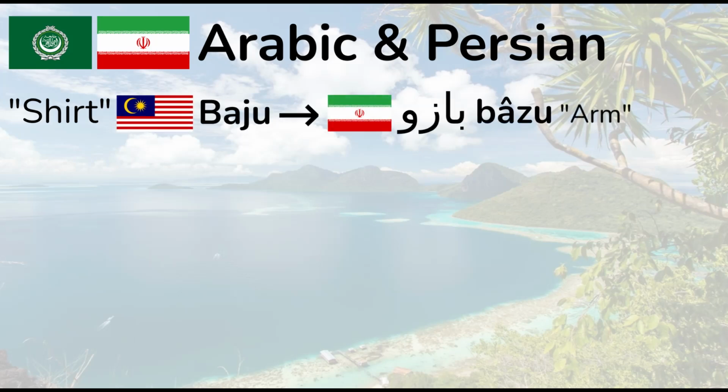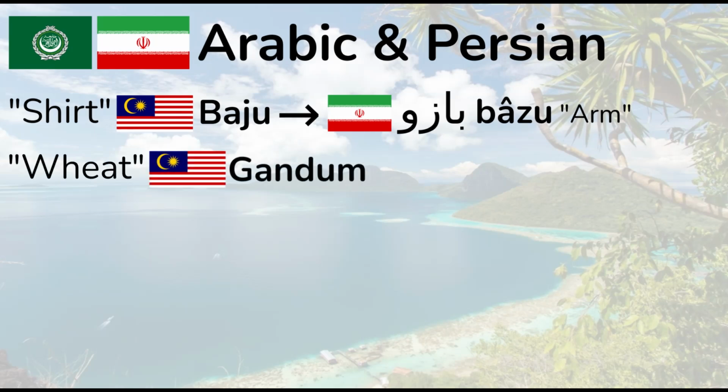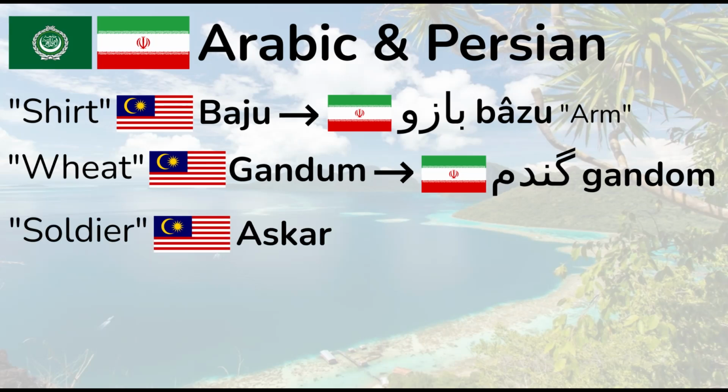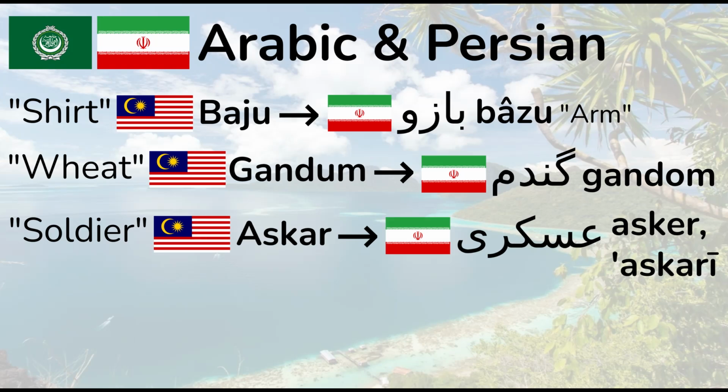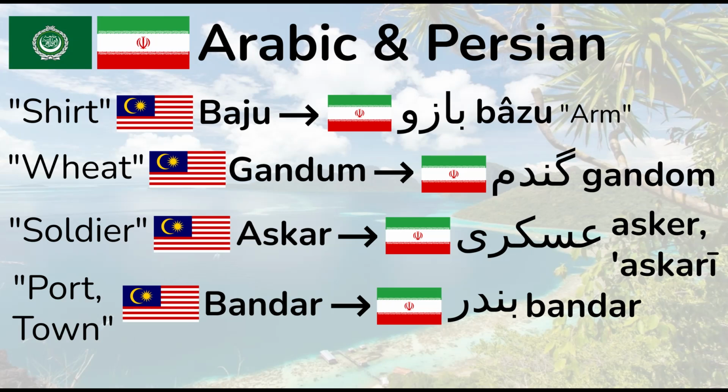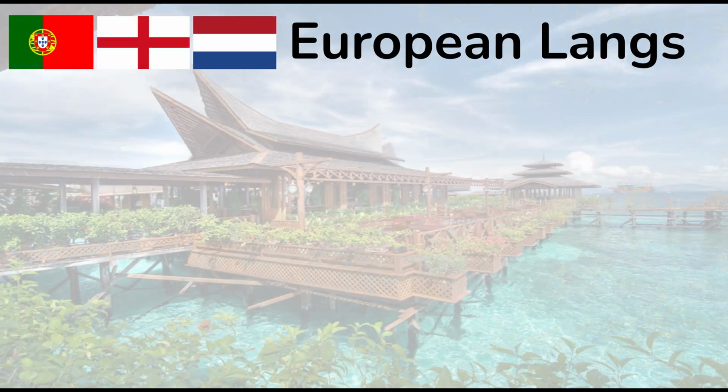which actually means arm. The noun for wheat, Gandum, is a loanword from Persian Gandum. The word for soldier is Askar, which comes from the Persian word Askari. And the word for a port or a town, in Malay this is Bandar, which was borrowed directly from the Persian word Bandar. And of course, European languages.